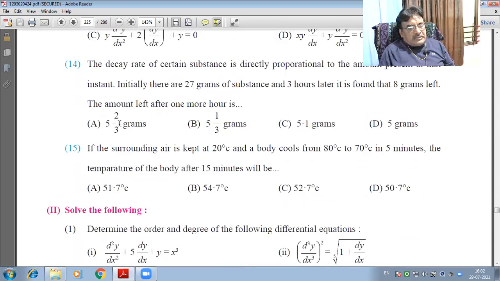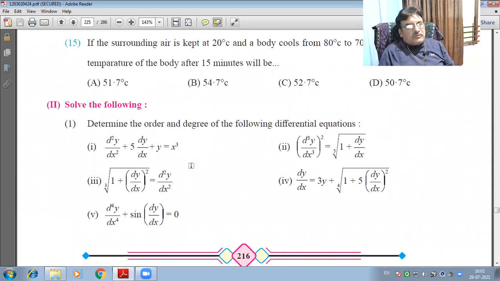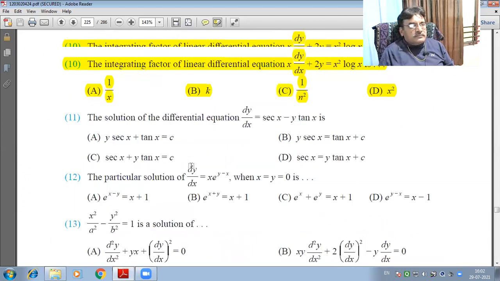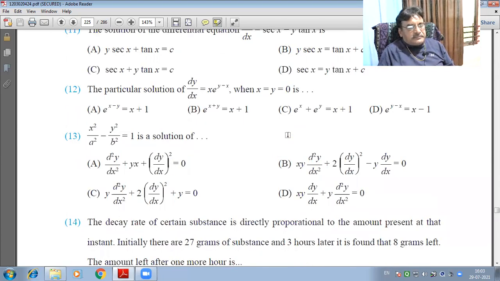On page number 216, multiple choice question 10 is deleted. That is the integrating factor of linear differential equations. This multiple choice question is deleted.